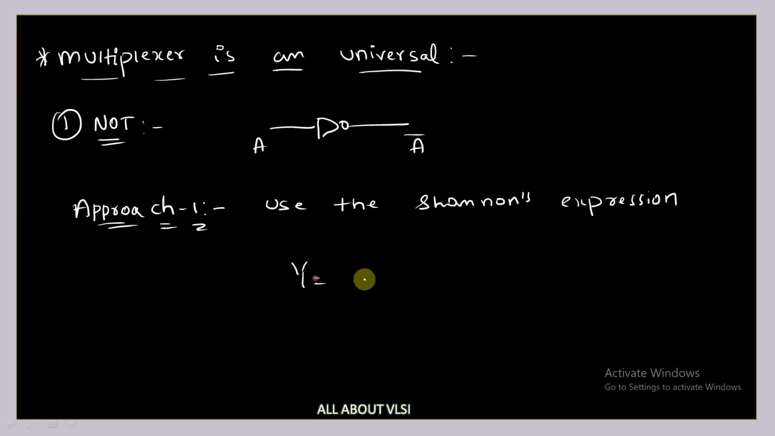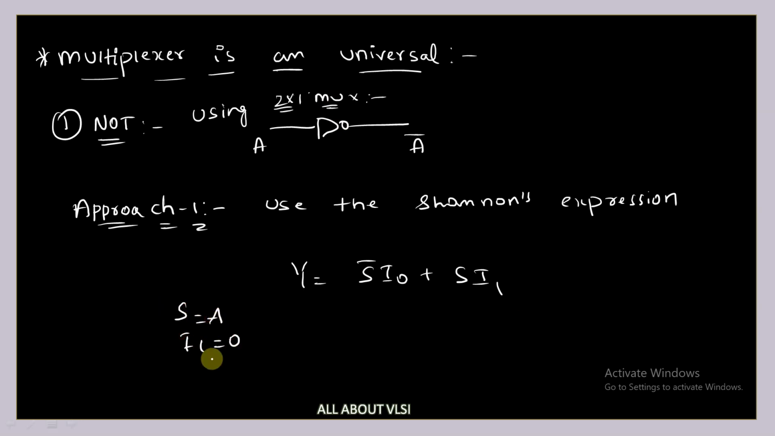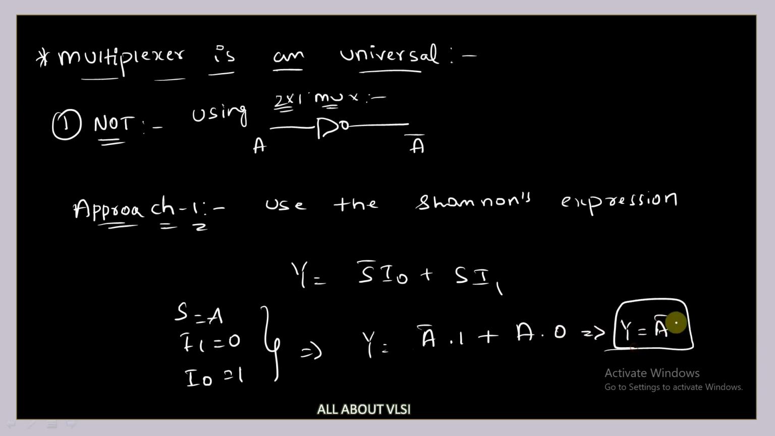We already know y is equal to s bar into I0 plus s into I1, and our question is the NOT gate using a 2 cross 1 mux. So I can simply substitute s equal to A, I1 equal to 0, and I0 equal to 1. Then my output becomes y equal to A bar into 1 plus A into 0. That means y will be equal to A bar.